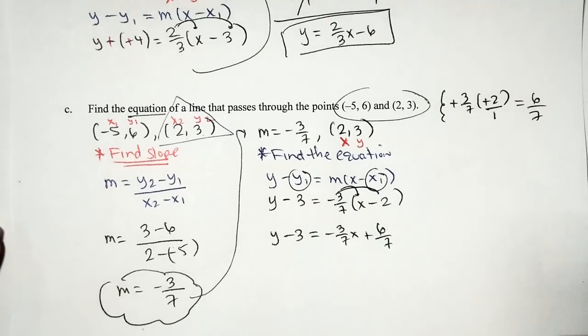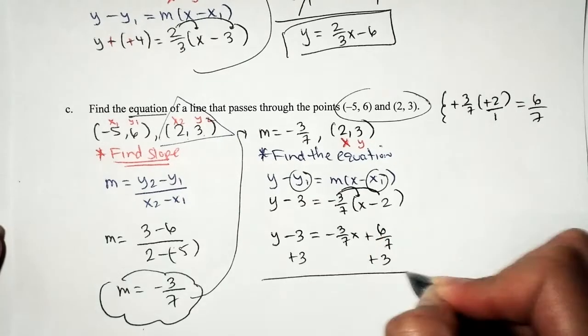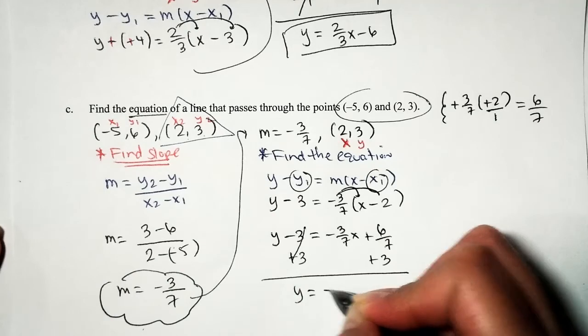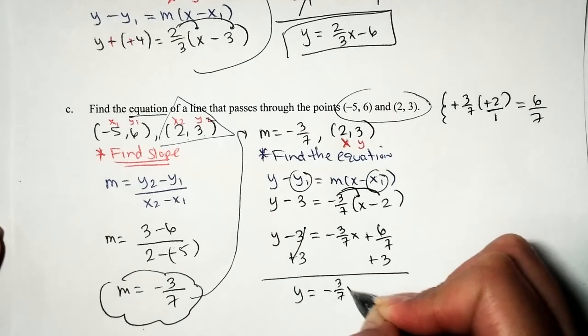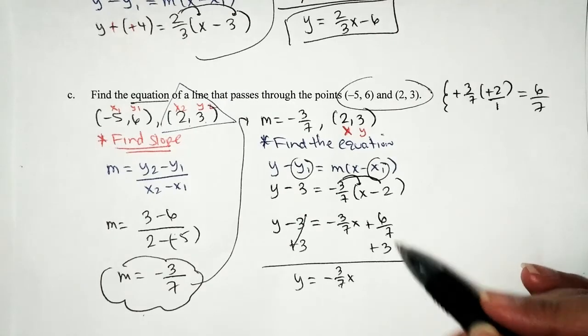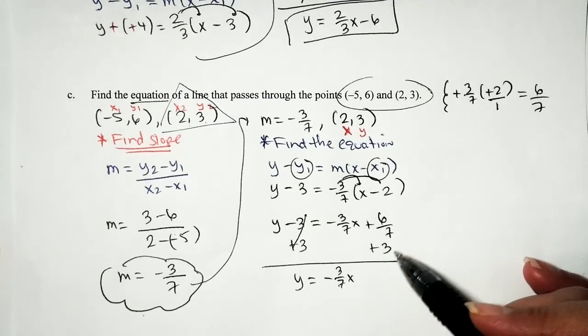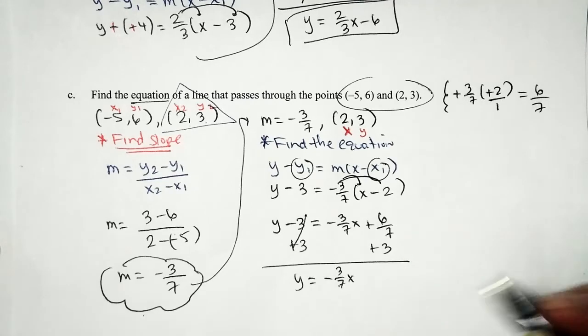Let's take our time to isolate the y. Let's go ahead and add 3 to both sides, and that will give us y equals negative 3/7 x plus... Under normal circumstances, I don't think I could add these in my head, but given that they both have the same sign, I'm like, what's 3 plus 6/7? Oh, it's 3 and 6/7.